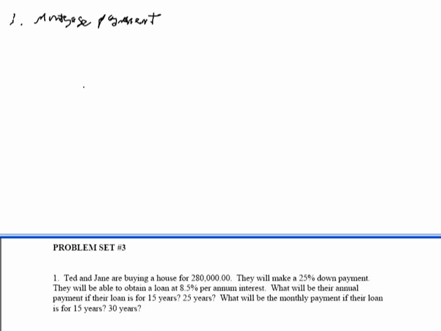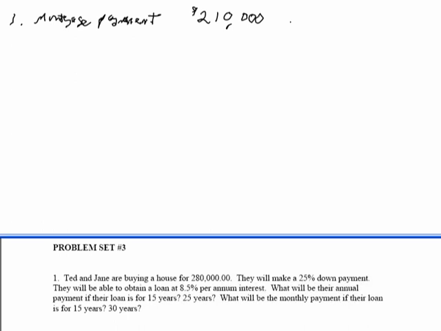Ted and Jane are buying a house for $280,000, and they will make a 25% down payment. So the first thing to do here is calculate the mortgage amount. The mortgage amount is 75% of $280,000, or $210,000. So let's write that right away so we don't get tricked and use $280,000 as our mortgage amount. Ted and Jane are putting in $70,000 and they're borrowing $210,000.